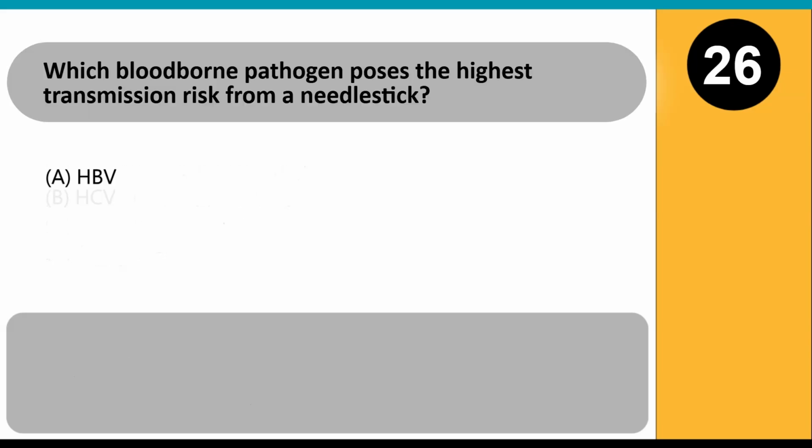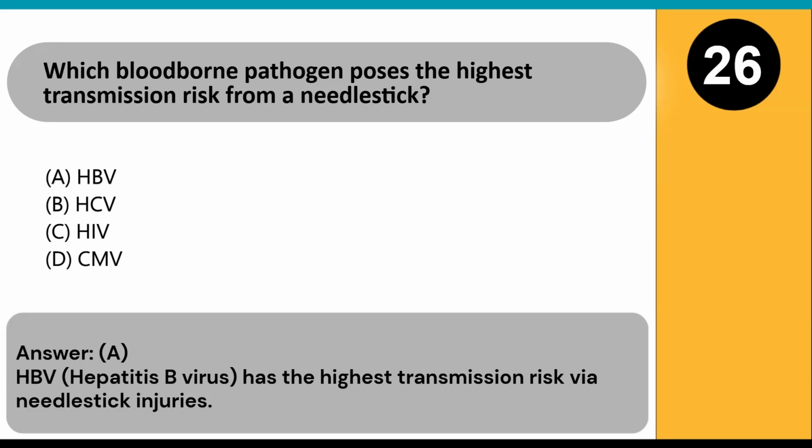Which blood-borne pathogen poses the highest transmission risk from a needle stick? A. HBV. B. HCV. C. HIV. D. CMV. Answer A. HBV, hepatitis B virus, has the highest transmission risk via needle stick injuries.